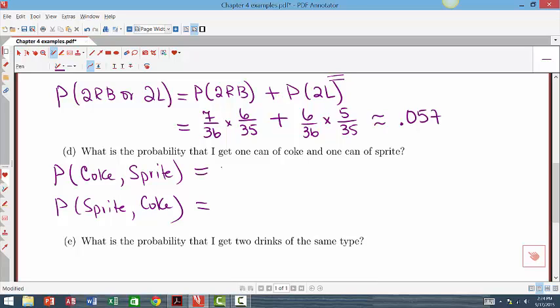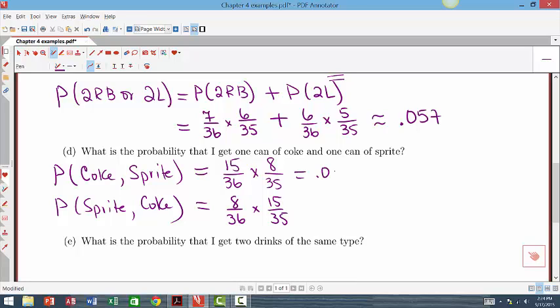So for the first one, let's see, we have 15 Cokes out of 36 cans times, now there's still 8 Sprite left and 35 cans left in the cooler. Okay, that's the first situation. For the second one, it is 8 out of 36 to get the Sprite first, and then 15 out of 35 to get Coke on the second try. And notice that you actually get the same number. So you can just find one of them and double it.